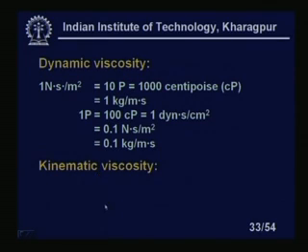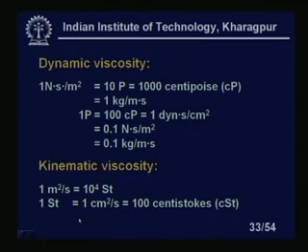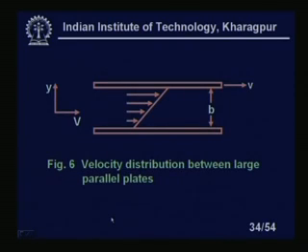And kinematic viscosity is given by 1 meter square per second equal to 10 to the power 4 Stokes. Also, 1 Stoke equals 1 centimeter square per second, equal to 100 centi-Stokes. The unit most commonly used in the process industry is the Cp, or centipoise, which is equal to 10 to the minus 4 meter square per second.